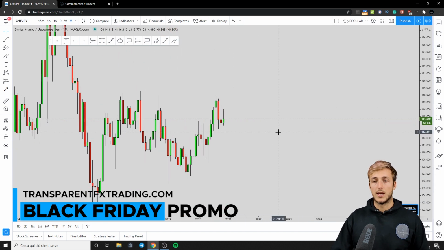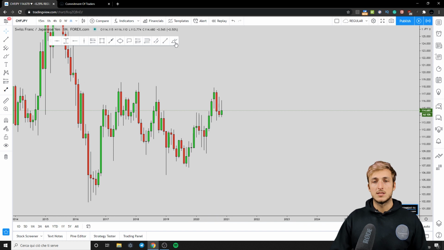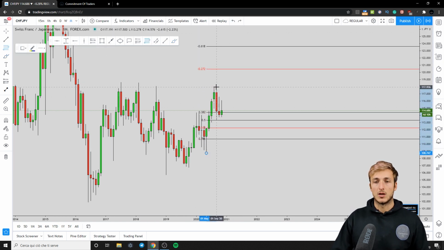Now, on the monthly, what do we have? On the monthly, we can clearly see that the market has created a very nice impulse to the upside. Now, after an impulse, what do you want to see? You want to see the market create a retracement. And specifically, if you want to measure this retracement, what you have to do is take your Fibonacci from the low to the high of the impulse.